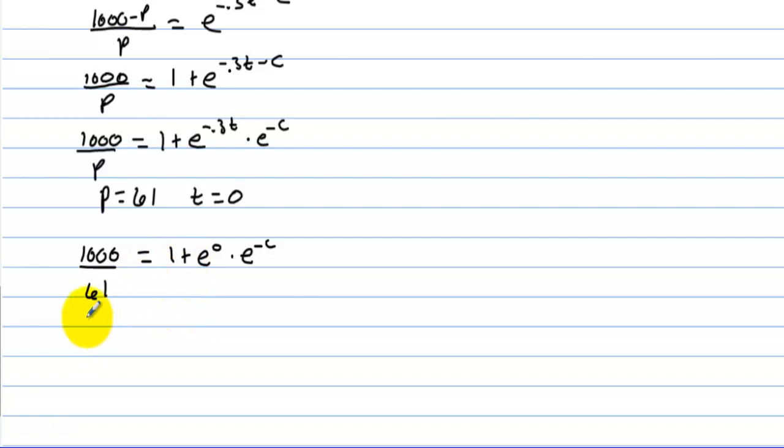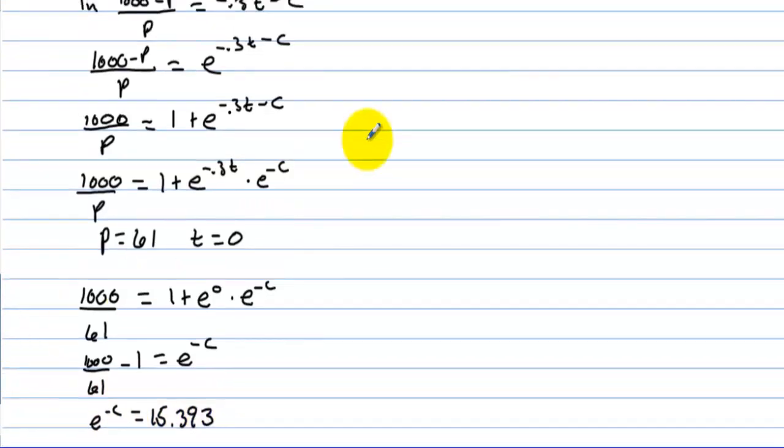We have 1,000 over 61 minus 1 is equal to e to the negative c. When we take 1,000 divided by 61 minus 1, we get approximately e to the negative c is 15.393. Well, now we can go back up to, let's see, where do we want to go?